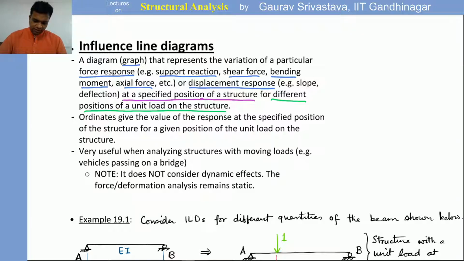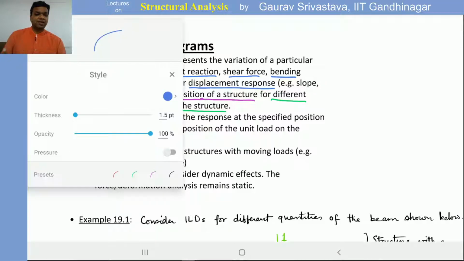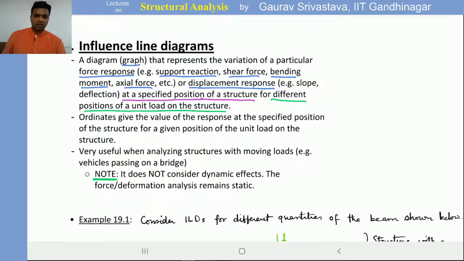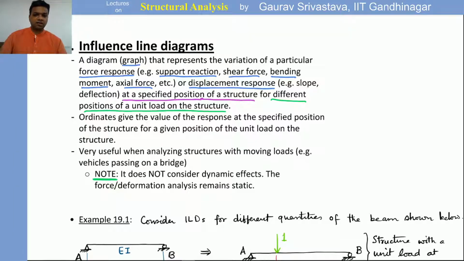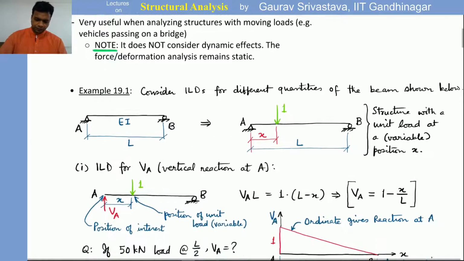In this case, the ordinates of the graph will give the value of the response at the specified location, for a given position of the load on the structure. As I said, this is very useful in analyzing systems with moving loads, for example, vehicles passing on a bridge. And just to emphasize, it doesn't consider dynamic effects. It only does static analysis. The analysis is static, just that we consider different positions of the moving load.